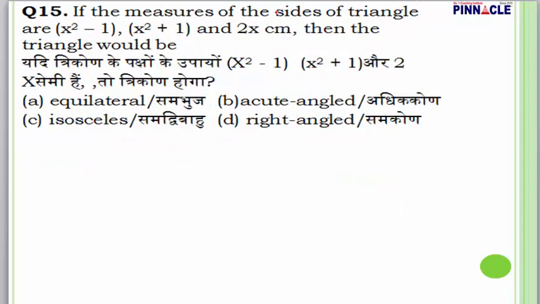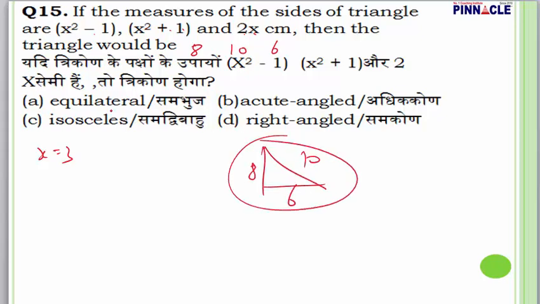If the measures of the sides of a triangle are x square minus 1, x square plus 1 and 2x, then the triangle would be, you can here put a value. Let's say x is equal to 3. Then 3 power 2 is 9, 9 minus 1 is 8, 9 plus 1 is 10, and 3 into 2 is 6. So 6, 8, 10, this is a Pythagorean triplet, so the triangle would be a right angle triangle. Answer is D.